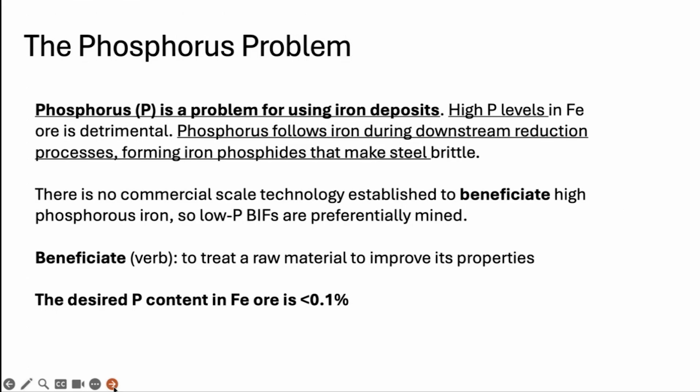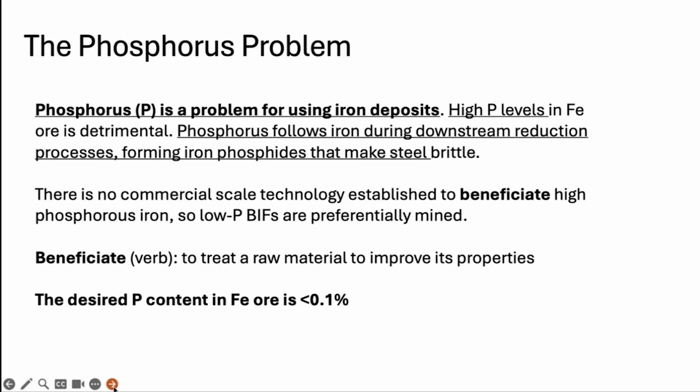So what is the phosphorus problem? Why do we care that these iron deposits are low in phosphorus? And the reason for that has got to do with metallurgy. So phosphorus, high levels of phosphorus in iron ore is detrimental. It follows iron during what they call downstream reduction, basically processing the ore into the metal that's going to be continually worked.